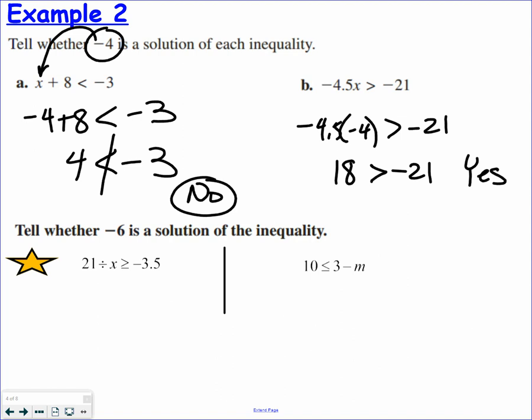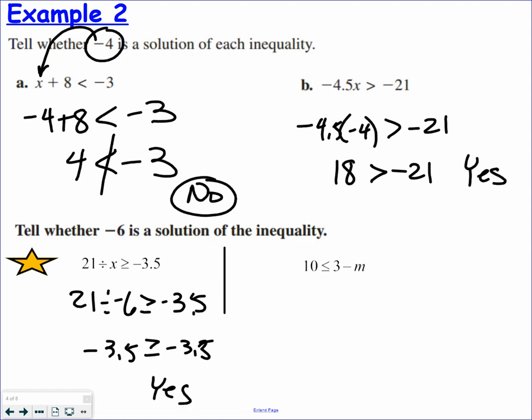All right, we're back to verify. We're going to put -6 in place of x. So 21 divided by negative 6 is negative 3.5. Is that greater than or equal to negative 3.5? Yes, because it's actually equal to. So the answer to this question is yes.